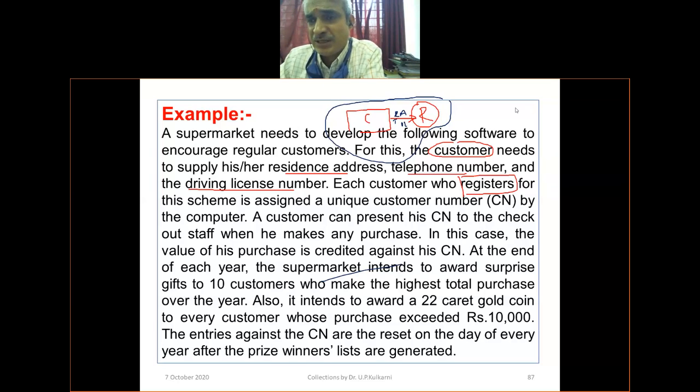So each customer who registers for the scheme is assigned a unique customer number, right? Now please look into that. Assign unique number is one process. Registration is one process, okay, which we have already gone through. Then assigning a number is one process. For this, you need customer details. After registration, it goes to the database.